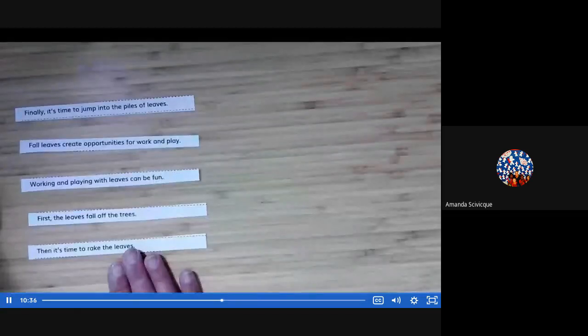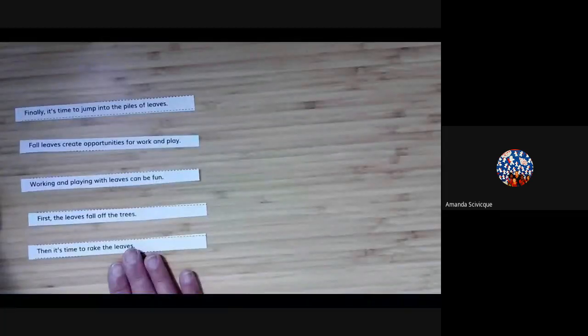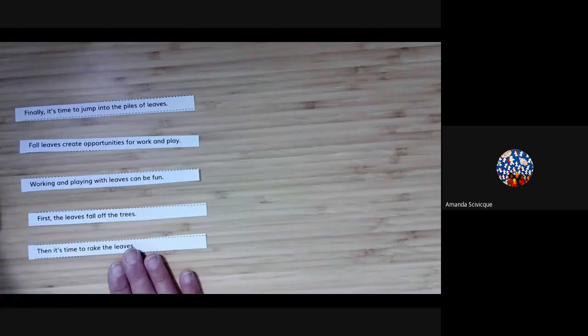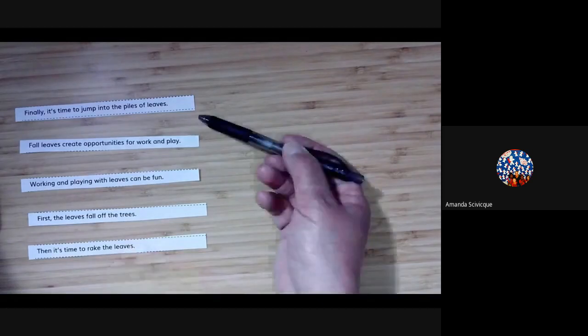Here are my sentence strips all cut up, and I'd love to think through these together. Before I start moving them around, I'm going to read each sentence and pause to think, is it a detail, or is it a main topic, or could it be a conclusion? Here's the first sentence in our mixed up pile. Finally, it's time to jump into the piles of leaves.